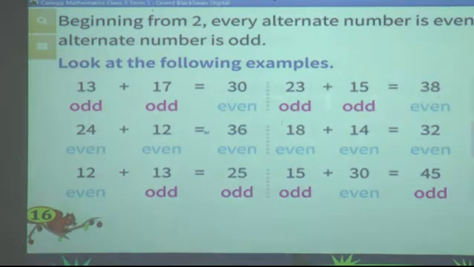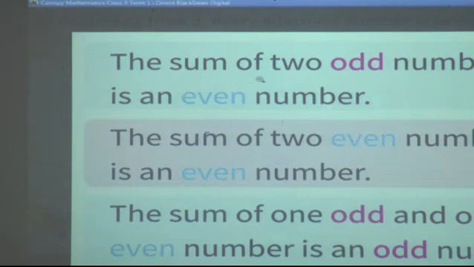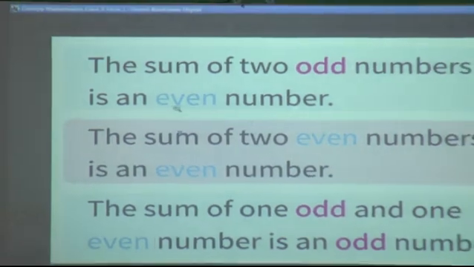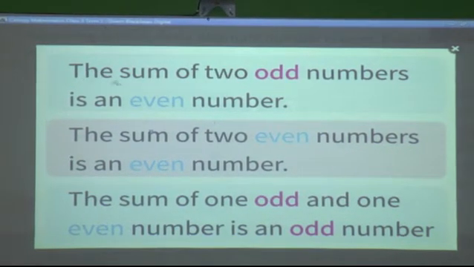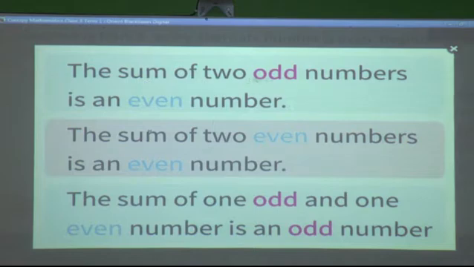So our first property is: the sum of two odd numbers is an even number. See carefully, once again I will tell you, the sum of two odd numbers is an even number. Okay. Now let me explain another property.